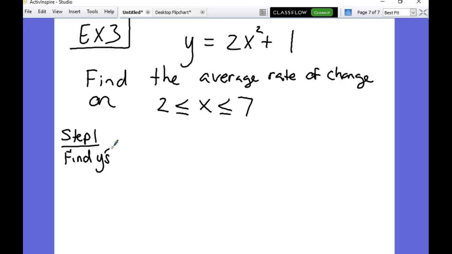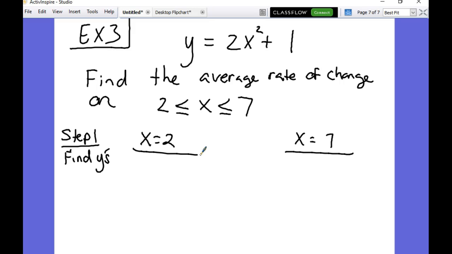Because I've already got my x's, right? We're starting at x equals 2, and we're ending at x equals 7. So let's write that. x equals 2, x equals 7. Let's write both of those at the top. So what I want to do is find out what is the y value when x equals 2.